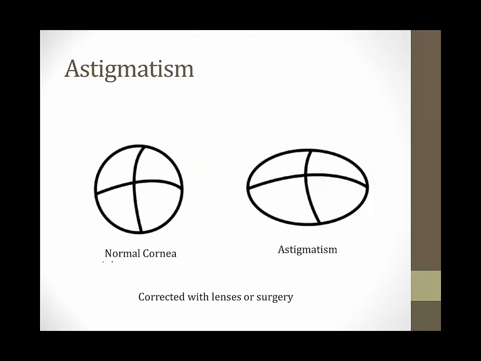A normal cornea is circular, like what I've shown on the left side of the screen. In astigmatism, the cornea is shaped more like a football. This means that light will be focused differently in this plane compared to this plane, and thus multiple focal points can occur and the image can appear blurry. And just like myopia and hyperopia, astigmatism can be corrected with lenses or sometimes with surgery.